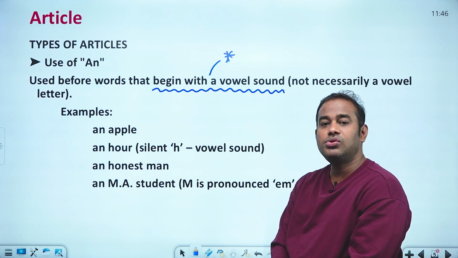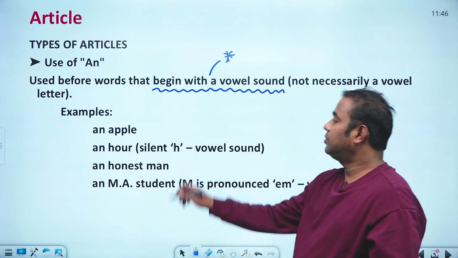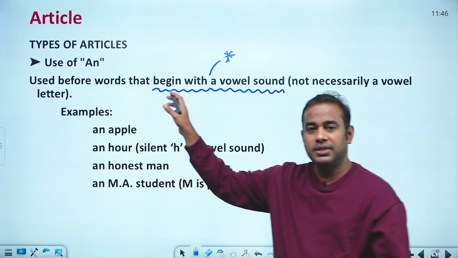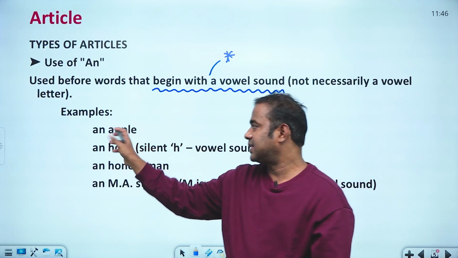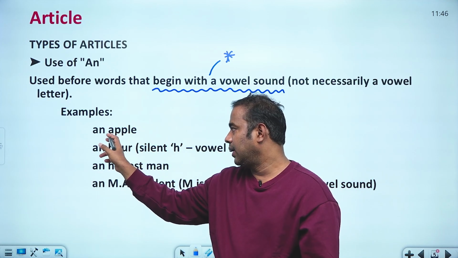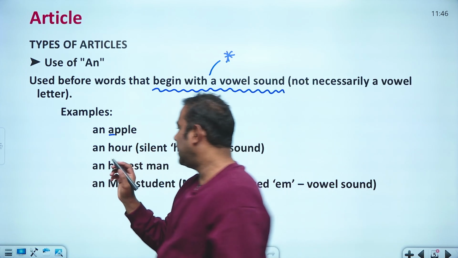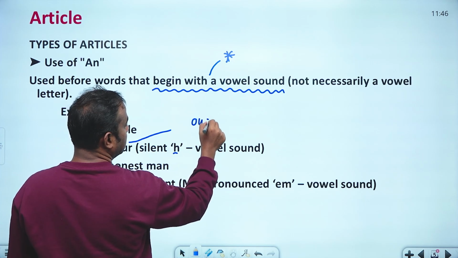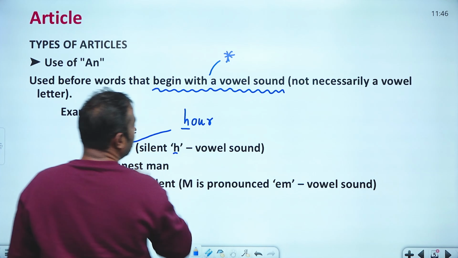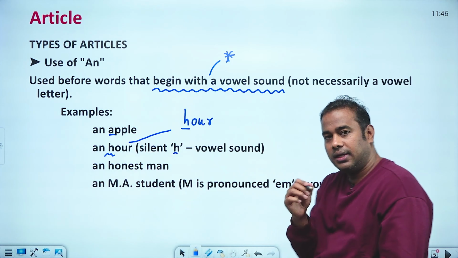Likewise, the use of an. An is also an indefinite article, used in front of any vowel sound. For example, an apple: A is a vowel sound. An hour: here H is silent in hour, so that's the reason why it becomes an hour.